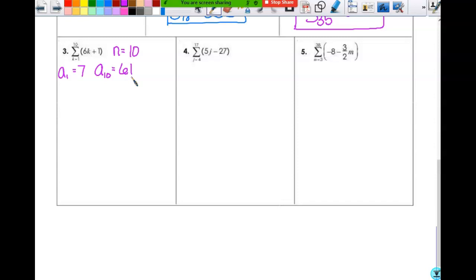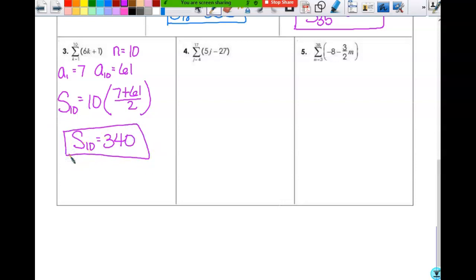So since I have all of that, I can do the sum of those 10 terms is 10 times 7 plus 61 over 2. So that'd be 68 over 2, 34 times 10. So I get 340. Sometimes it's easier just to do it than to type all the stuff in the calculator.